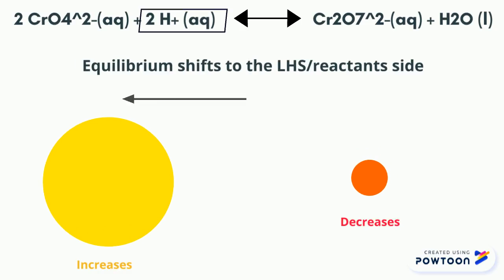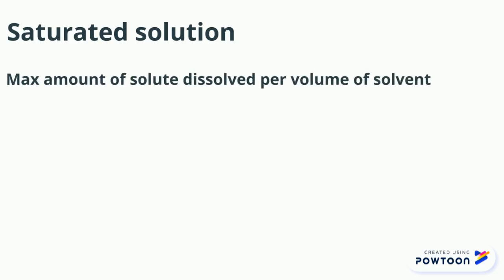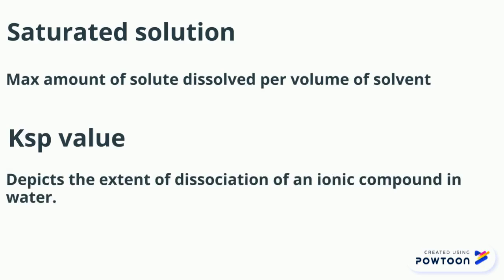concentration of chromate ions. A saturated solution is a solution in which the maximum amount of solute per volume of solvent has been dissolved. No additional solute will dissolve in a saturated solution. The Ksp value of a saturated solution depicts the extent of dissociation of a certain compound in water.